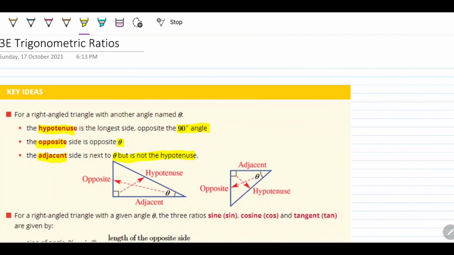So if we look at this diagram of the triangle below, the best way to remember it is the hypotenuse is going to be the longest side opposite the right angle. Next to that will be theta. Next to theta is the adjacent, and what's opposite that angle must be the opposite side.